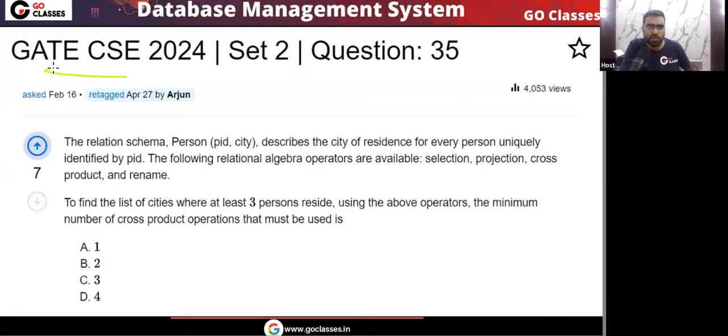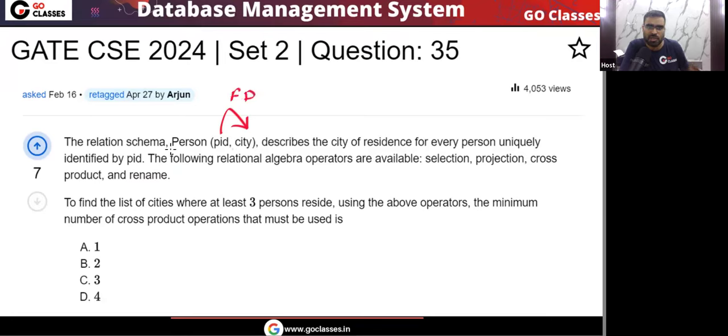Let's solve this GATE 2024 question. The relational schema Person(PID, city) describes the city of residence for every person uniquely identified by PID. Means PID identifies the city, so we have this functional dependency: PID determines city.